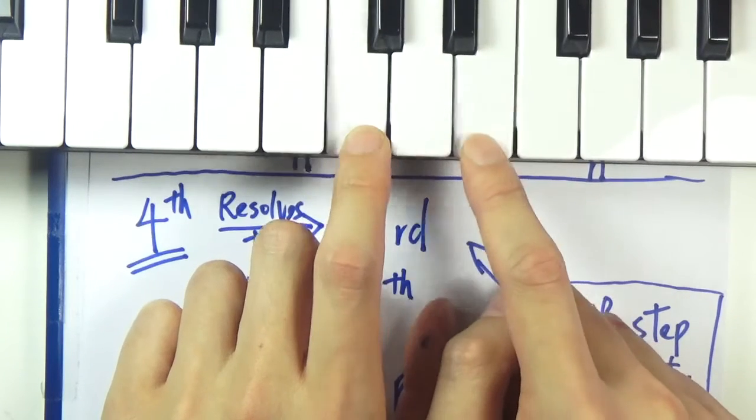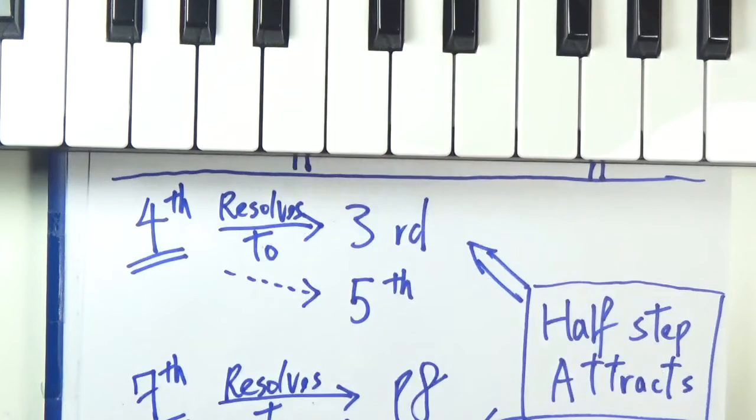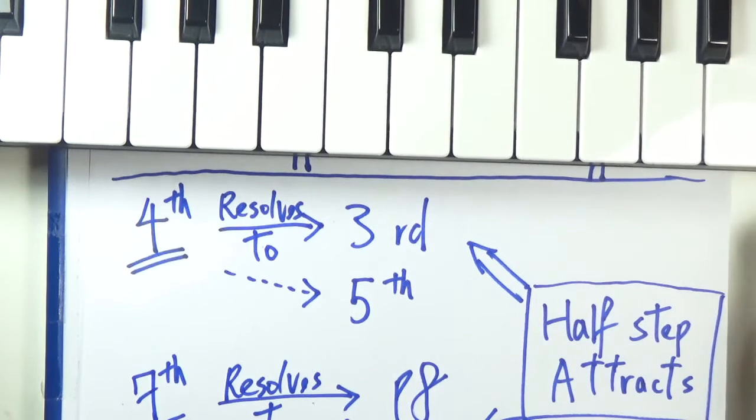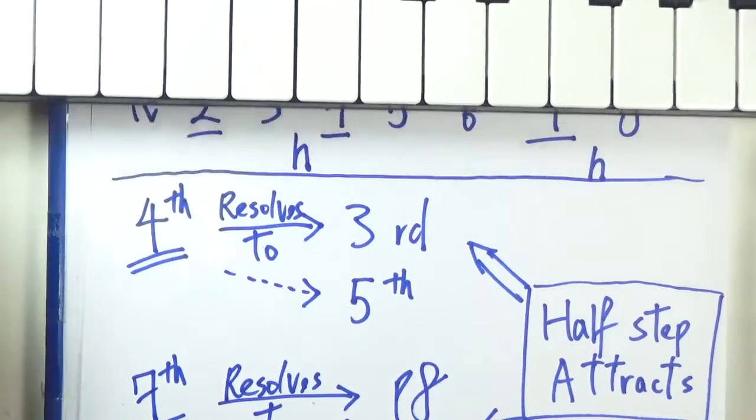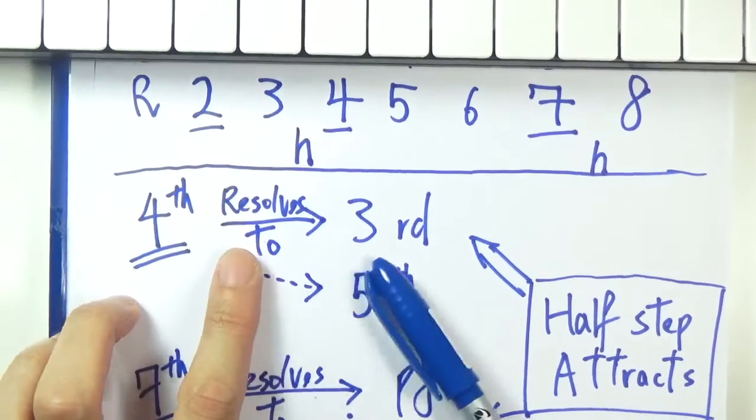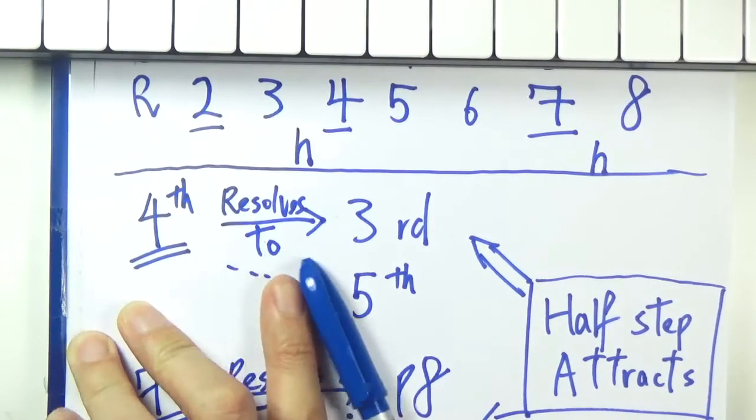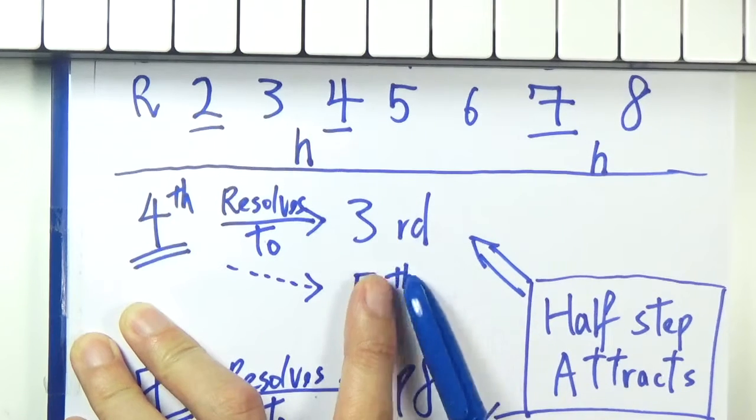Fa, dissonant, mi, stable, consonant. So that's one of the most important movements that you should know. That's the first one here. The fourth wants to resolve to the third, the major third here.